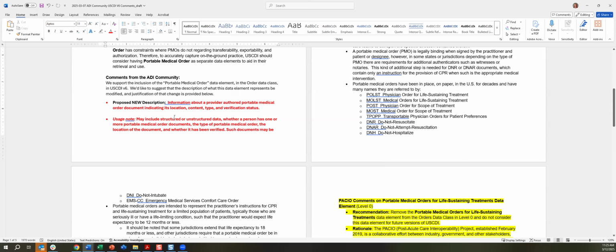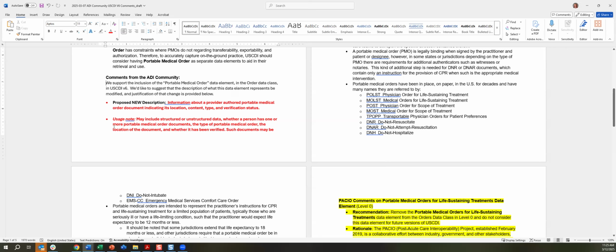So I propose that the new description is so similar to that advance directive observation that it should say: information about a provider-authored portable medical order document, indicating where it is, what's in it, what kind it is, has it been verified, and then those usage notes. Remember those usage notes I pointed out? It may include structured or unstructured data.